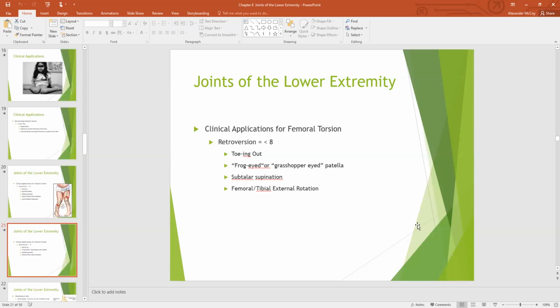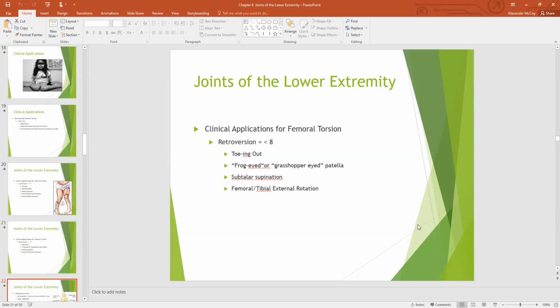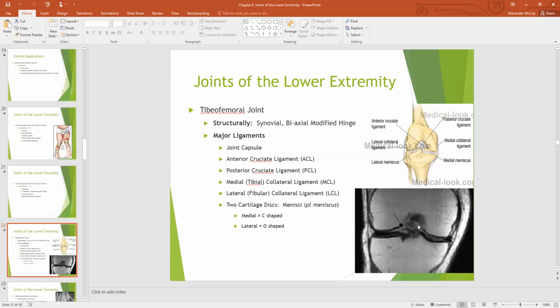Retroversion is going to be like you're bow-legged. I always think of a bow-legged cowboy that kind of waddles back and forth. Your toes are out, you have frog-eyed or grasshopper patella. Basically, you know how frog eyes or grasshopper eyes are out towards the side? That's where your patella is going, or your kneecap. You're going to have a higher arch. You're going to have that subtalar supination and then external rotation in the femoral tibia. Okay, so it's always important to note these things.